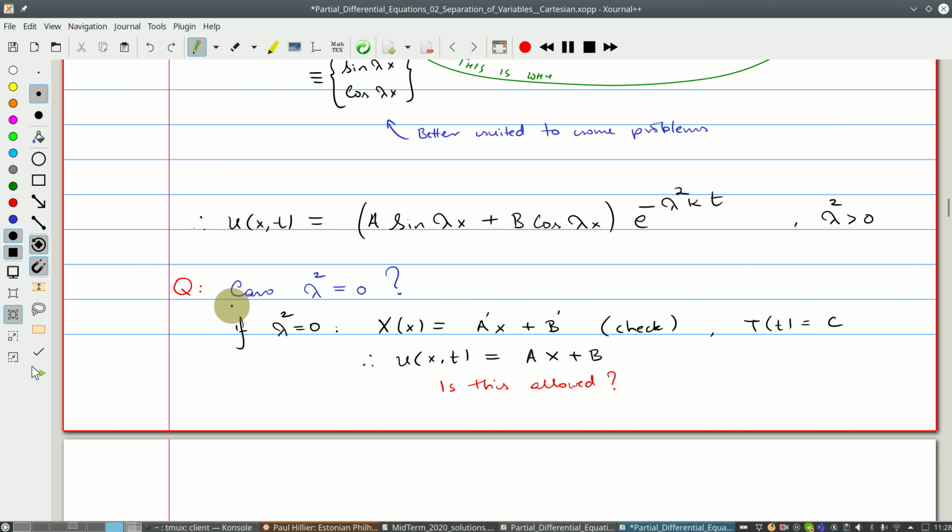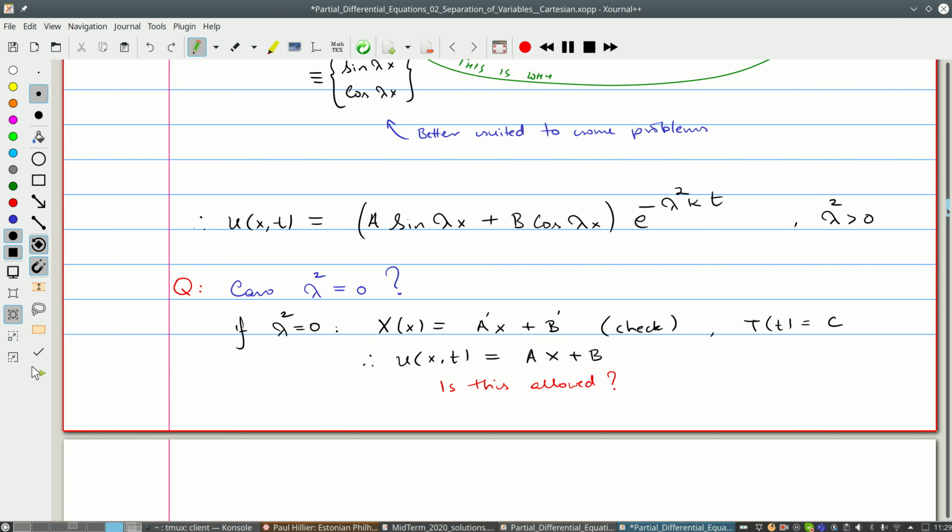Now here's a question. Can lambda squared be 0? If lambda squared is 0, then X turns out to be, and I'd like you to check this, some constant A prime times x plus B prime. And T as a function of t will be some constant C. So is this allowed? I've already given you a hint earlier. Is this kind of a solution allowed? And the answer is no, but understand why it's not allowed. And once you've understood why, you will know why lambda squared has to be greater than 0, and can't be greater than or equal to 0.